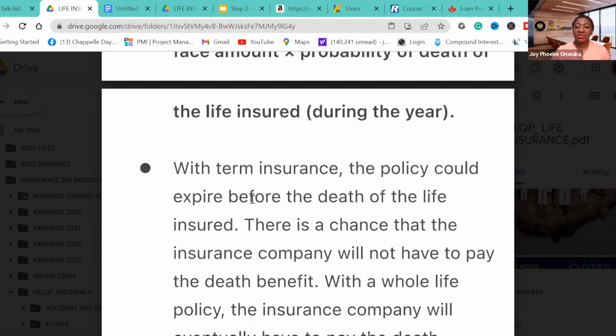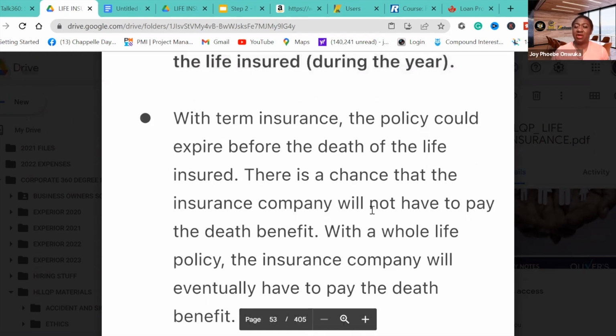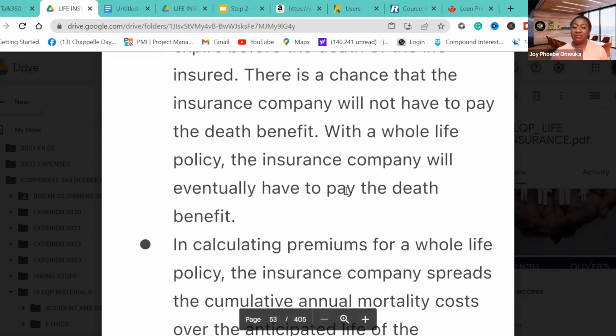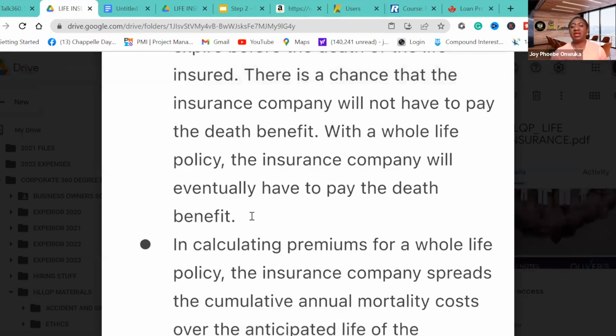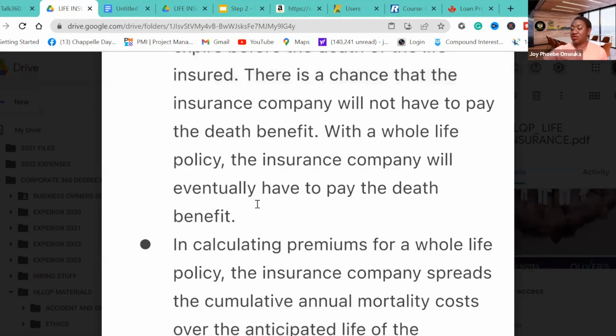With the term insurance, the policy could expire before the death of the life insured. There is a chance that the insurance company will not have to pay the death benefit. However, with a whole life policy, the insurance company will eventually have to pay the death benefit. And that's where the calculation comes in. That is the face amount multiplied by the risk of one dying in a particular year.